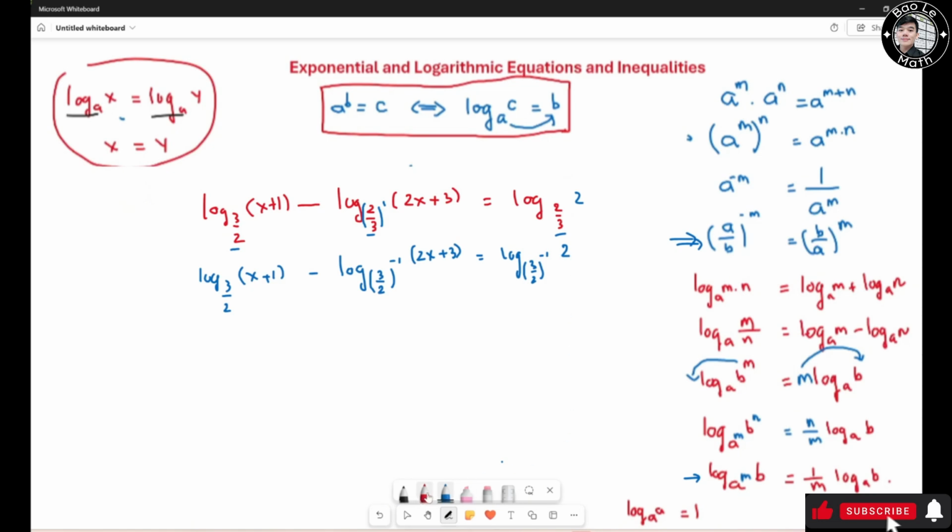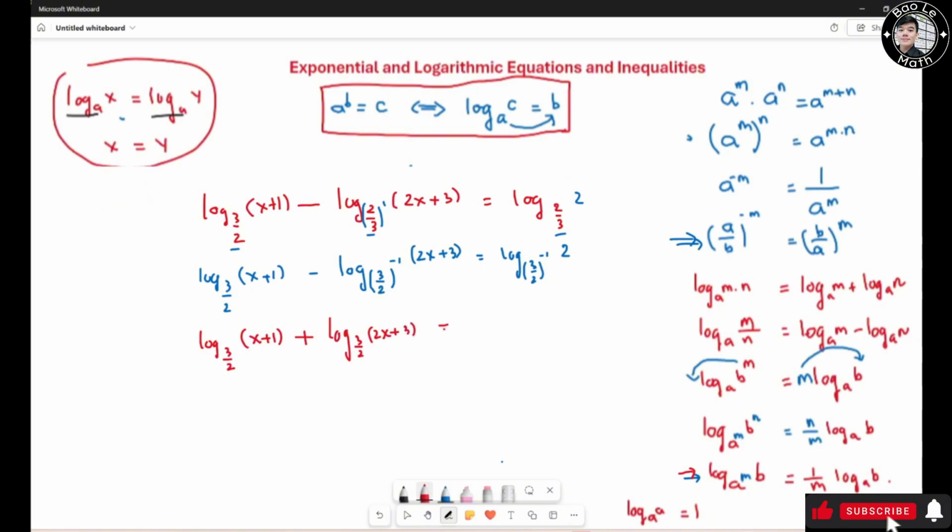Alright, so then I'm going to apply the formula right here. I bring m to the front, it turns out to be 1 over m, right? So this guy turns out to be log base 3½ of x plus 1. Now negative 1 brought to the front turns out to be 1 over negative 1, which is negative 1. Negative 1 and the negative sign right here turns out to be a positive sign, so it could be like this: log base 3½ of 2x plus 3.